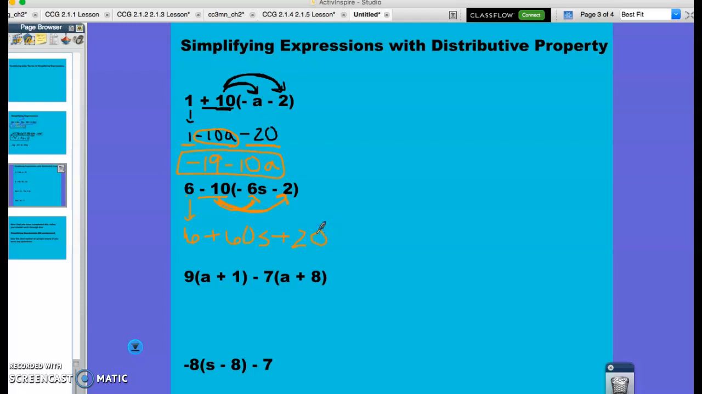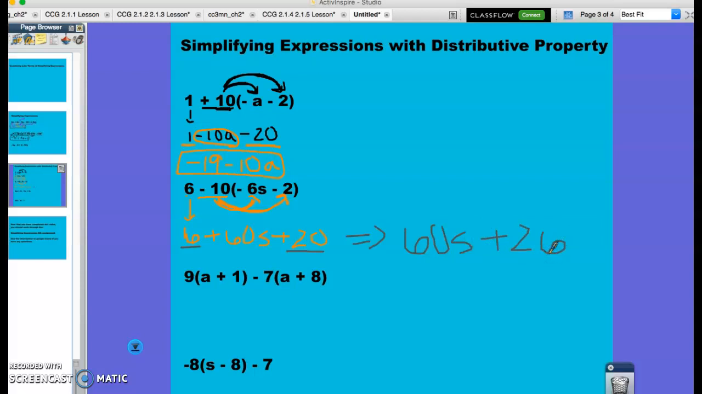Okay, now I'm going to combine my like terms. I've got a 6 and I've got a 20 here. I'm going to put it over here so that I have room. I get 60a plus 26.